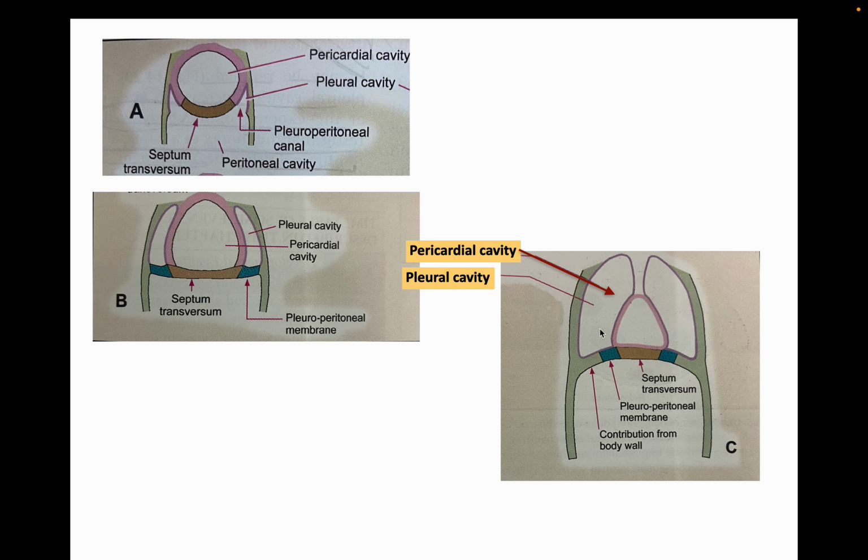So in the upper portion of the diaphragm, these two cavities are separated by the different components, or these are the embryological components which are going to form the diaphragm to separate these two important cavities from this important cavity, that is the peritoneal cavity.